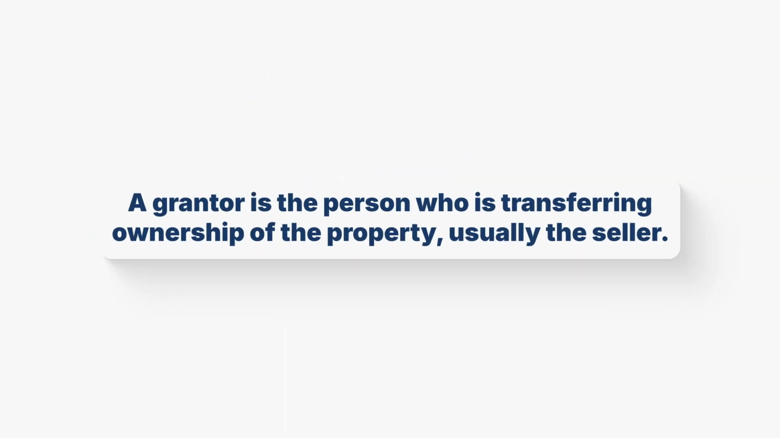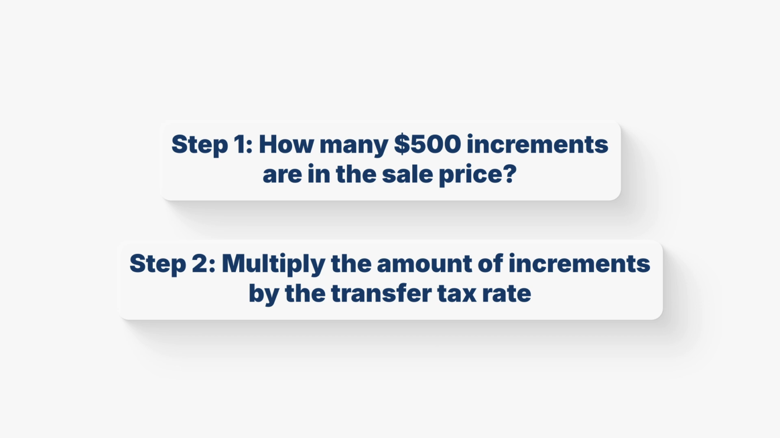This problem is asking you to figure out the role of the grantor in a real estate transaction. A grantor is simply the person who is transferring ownership of the property, usually the seller. Think about it. To calculate the grantor's cost for the $75,000 sale, considering transfer taxes at a rate of 50 cents per $500, you would need to determine how many $500 increments are in the sale price and then multiply that by the transfer tax rate.